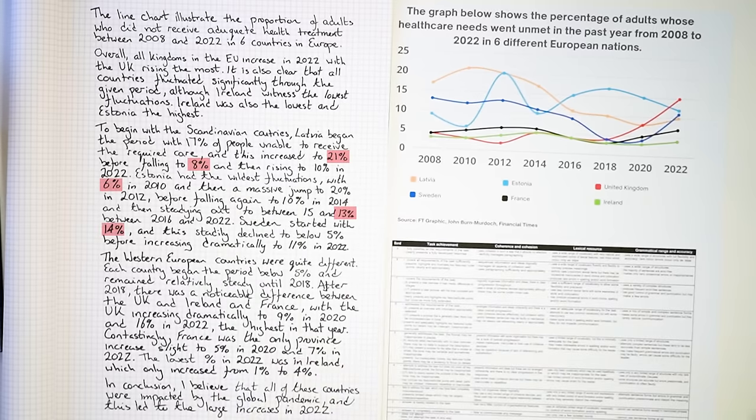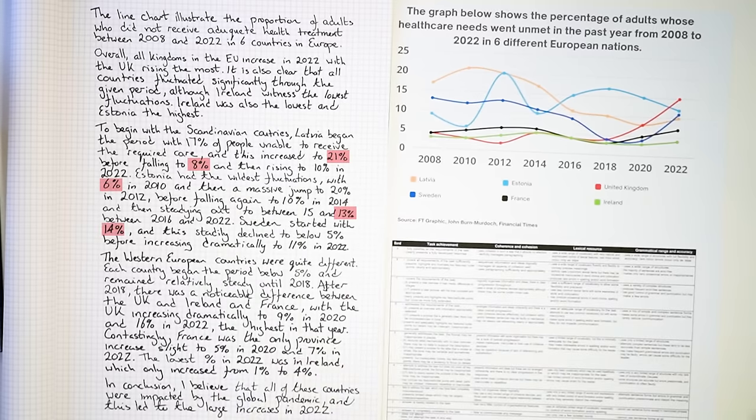Next, let's look at Estonia. What is noticeable? What is the most striking thing about Estonia? It has the biggest fluctuations. So we want to just simply describe that. So Estonia had the wildest fluctuations. You don't have to use the word wildest. It could be the biggest or the largest fluctuations, with around 6% in 2010, a massive jump to 20% in 2012. So we can be precise because it's right on the line here at 20%, so we can just say 20%, before falling again to 10% in 2014. Again, it's right on the 10% line, so we can say that.